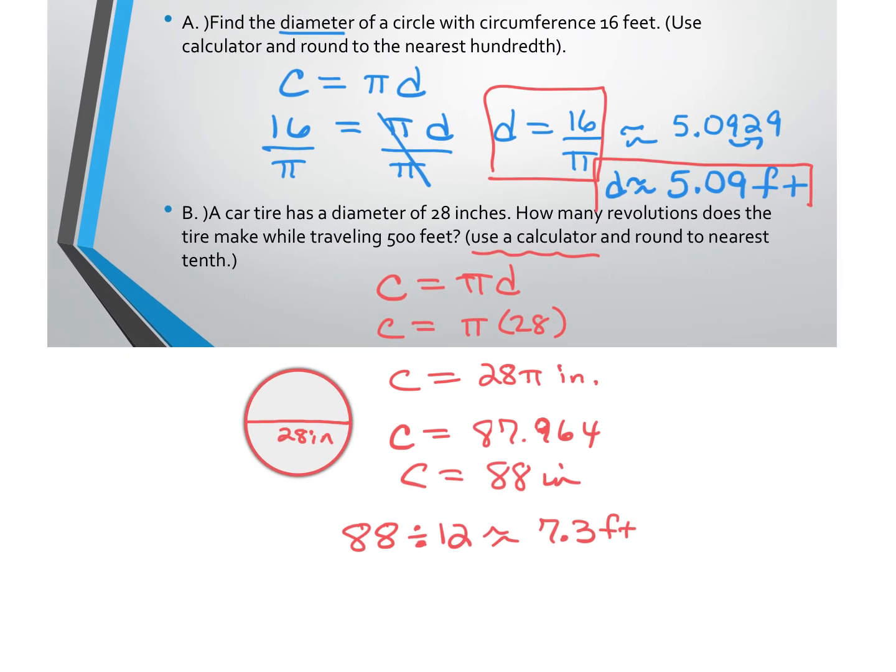Now what I'm going to do is figure out how many turns of this tire, revolutions of this tire, it's going to go around for 500 feet. So I take the 500 and divide it by the 7.3. And it's going to go around 68.5 times. So 68 and a half revolutions when this tire travels 500 feet.